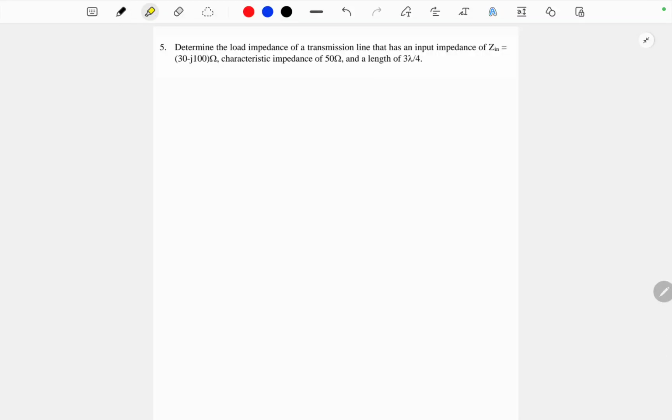Okay, I'm doing the problem now. I'm the student. Determine the load impedance of the line that has an input impedance of 30 minus j100 and the characteristic impedance of 50 and a length of 3/4 lambda. So first let's draw. So we have the load here.